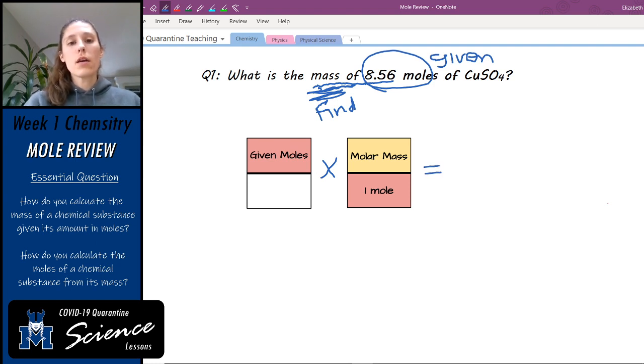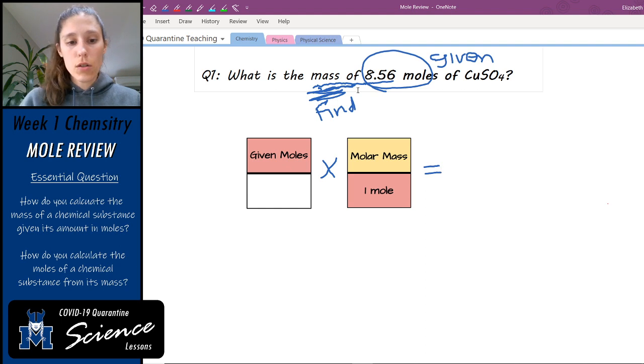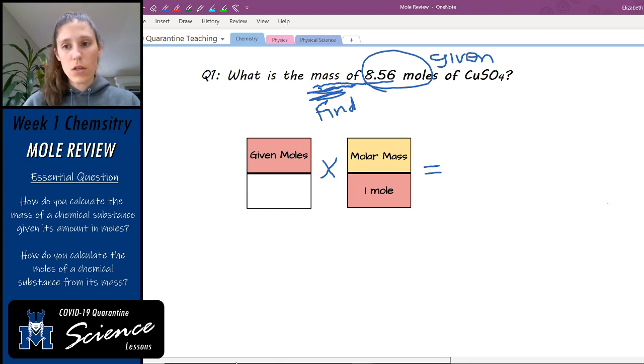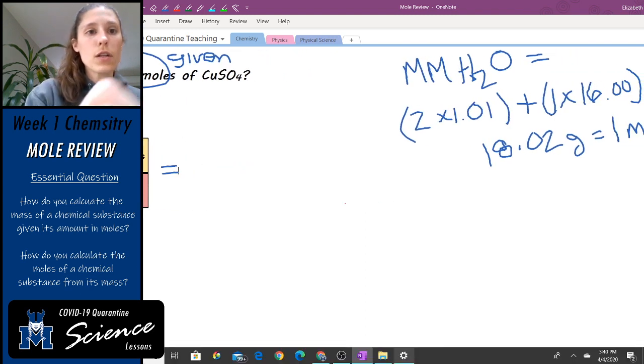We're going to take our given moles and multiply by the molar mass. We're dividing by 1, so we're essentially just multiplying by the molar mass to find the mass of copper sulfate that we have. In order to do this, though, we need to do a side calculation. I'm going to scroll over here, maybe zoom in a little bit, and let's do a side calculation of calculating the molar mass. Here we have copper sulfate is what we're looking for.